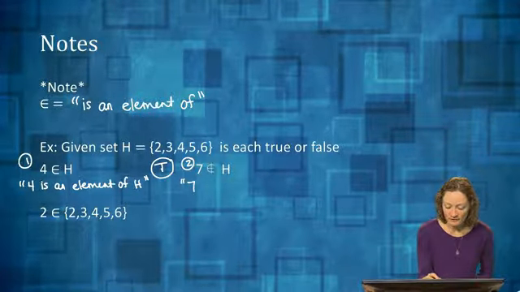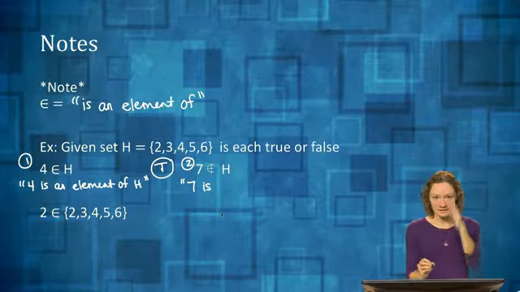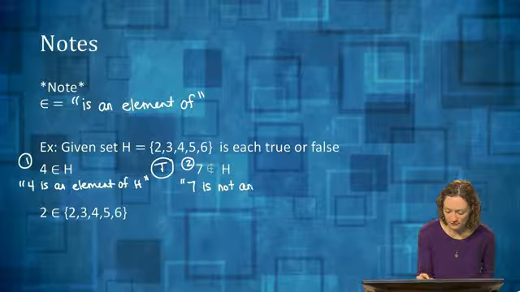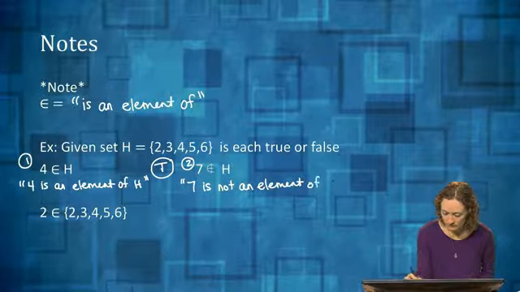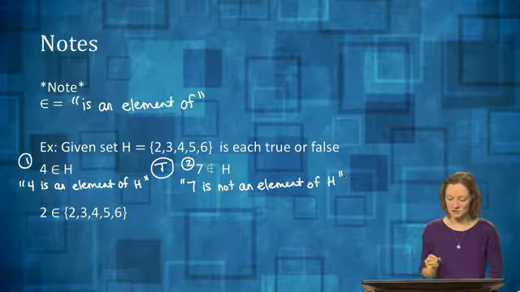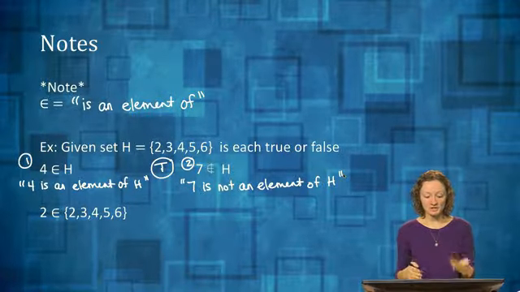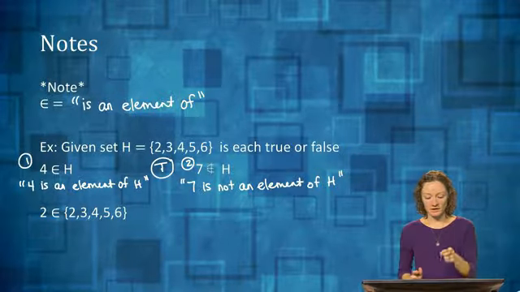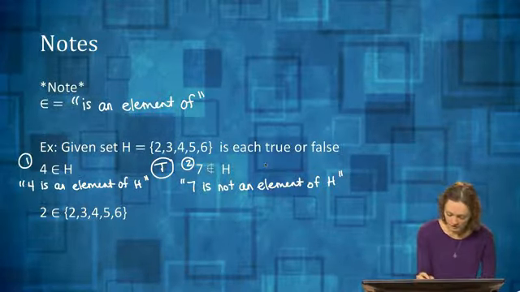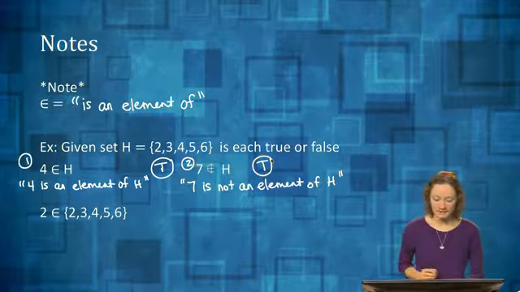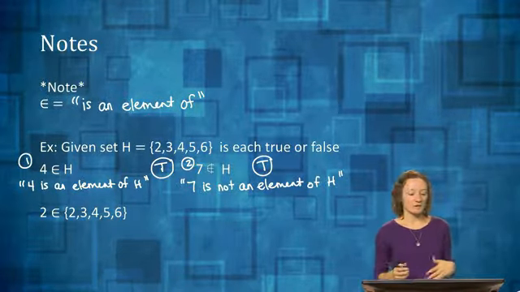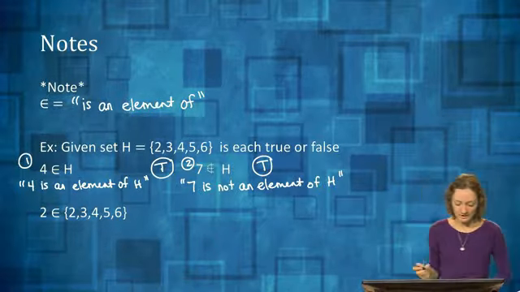This one says 7 is not, since there's a line through it, an element of H. There's the direct translation. Then the question, is that a true or a false statement given our set? 7 is not an element of H. This is true. 7 is not inside that list. I'm just getting you used to using this symbol because we're going to see it a little bit. I want you to have a good understanding of what it means.